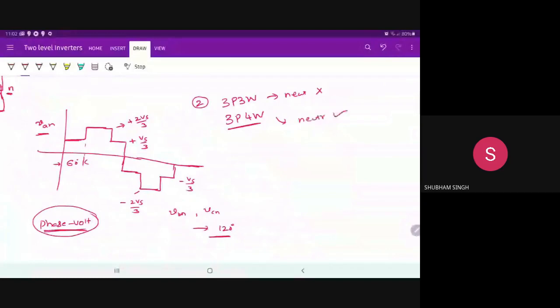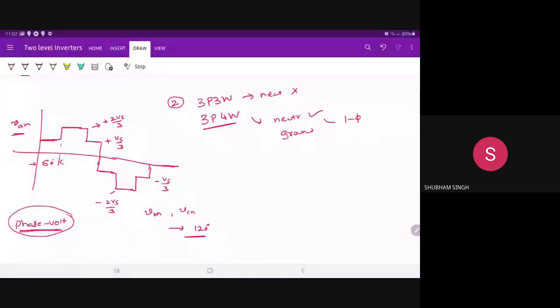Okay, the neutral wire is present, or it may be grounded. That means the neutral wire is used to obtain the single phase or to connect a single phase load, or it is used for some other purpose, or it may be grounded. If the neutral wire is grounded, or used for some other purpose by connecting a single phase load or a return path to the motor, then only it is 3-phase 4 wire. In case of 3-phase 3 wire, there is no neutral at all.